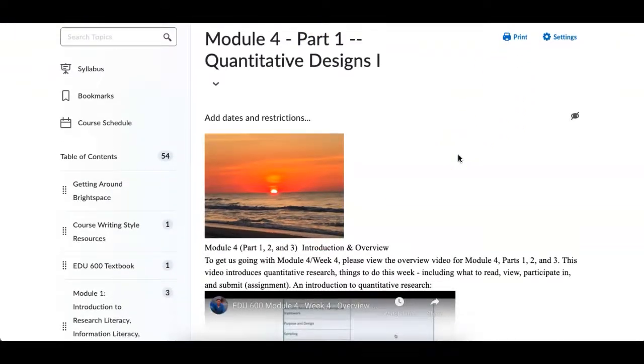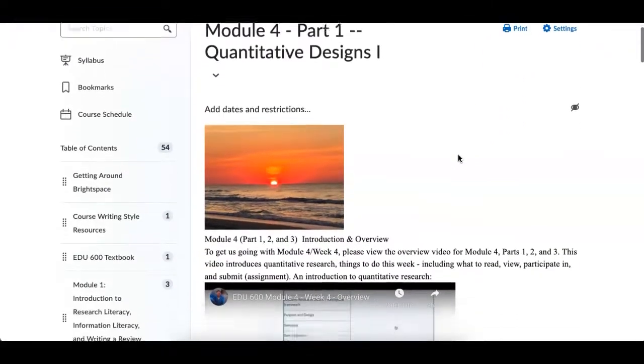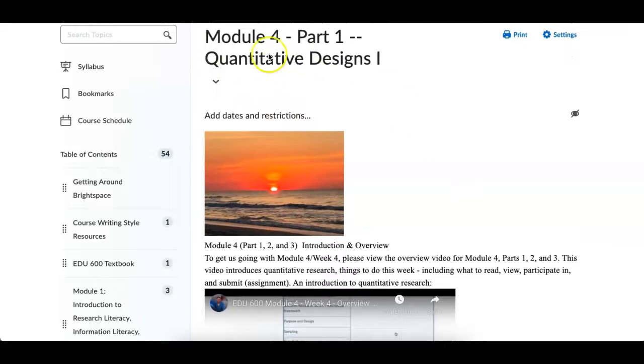So let's get to week number 4. Week number 4, we're shifting gears. We're going to quantitative designs. Now, this may be the type of methodology research that you are more familiar with. It's often cited. You might hear about a Likert scale. You might hear that a sample of 800 people were polled across the United States.